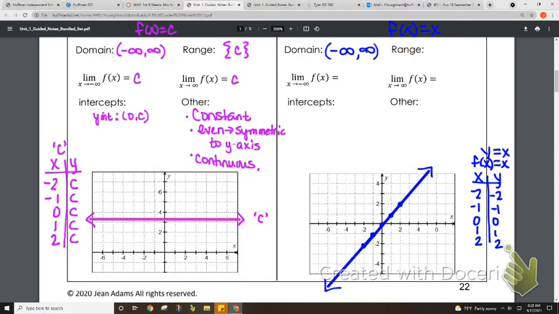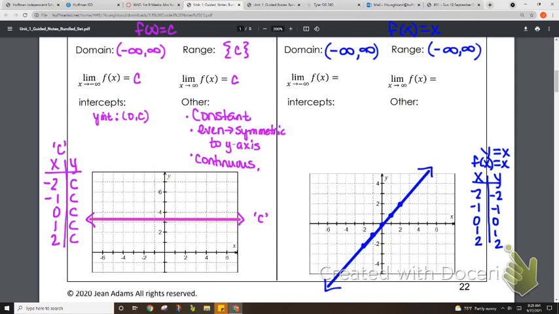Now our range, does my graph keep going down? It does. Does it keep going up? It does. Any funny looking stuff in between those infinities then? No. No jumps, no holes, no gaps. So our range is also negative infinity to infinity.